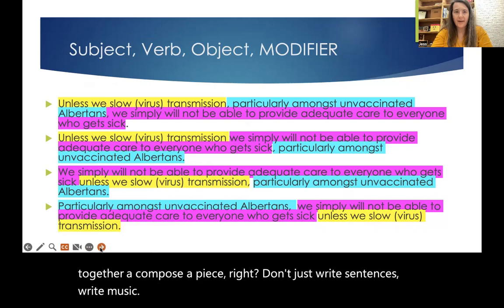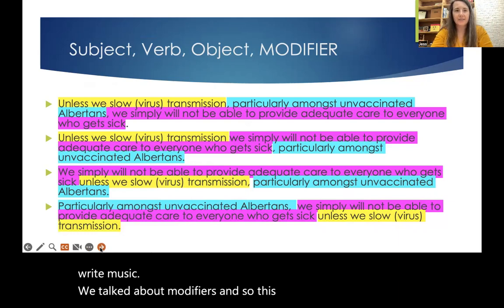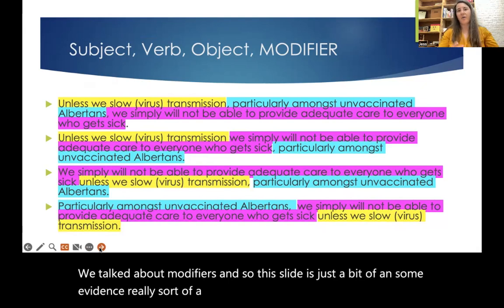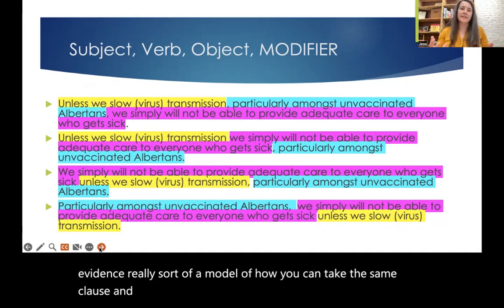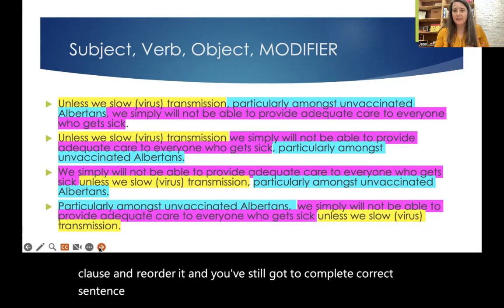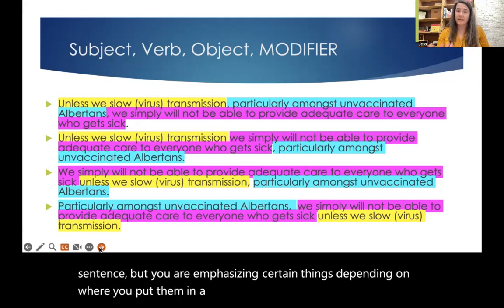We talked about modifiers, and so this slide is just a bit of evidence, really, sort of a model of how you can take the same clause and reorder it, and you've still got a complete correct sentence, but you are emphasizing certain things depending on where you put them in a sentence. So this is another thing that you can think about.